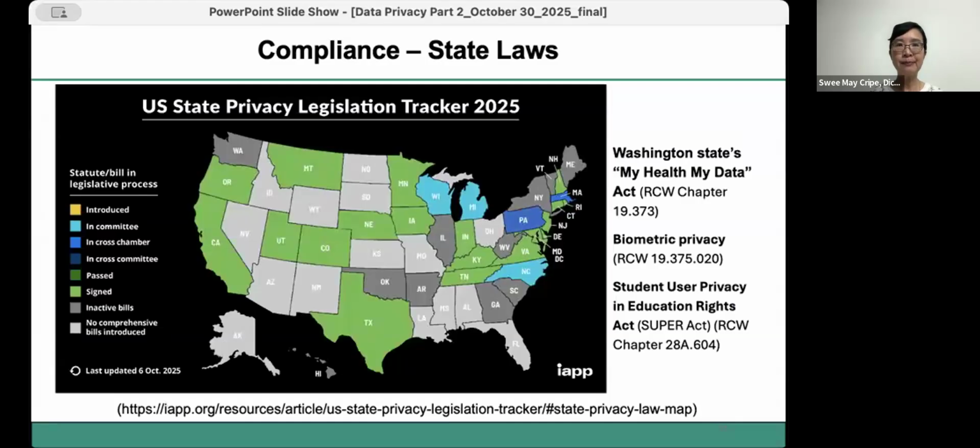And there are state laws. This map shows across continental US the status of US state privacy laws. And the green states are the ones where there are laws signed. And the one that's referenced most is the California Consumer Privacy Act. Washington State does not have a signed law, but it also has other regulations in place, such as My Health, My Data Act. And Ashanafi will be speaking about this throughout when he talks about inventory and mapping and access. And then, for example, there's a biometric privacy, and there's a student user privacy in education rights regulation.